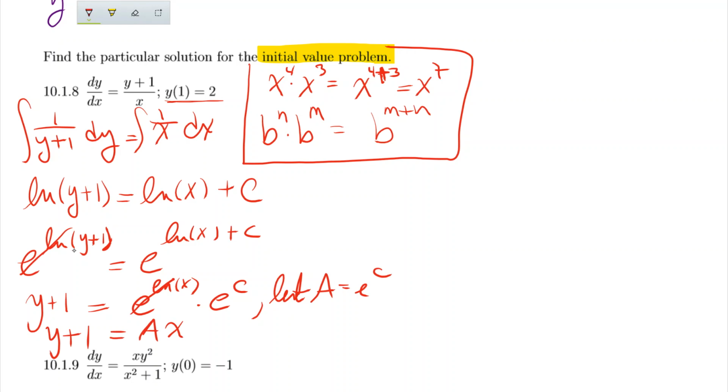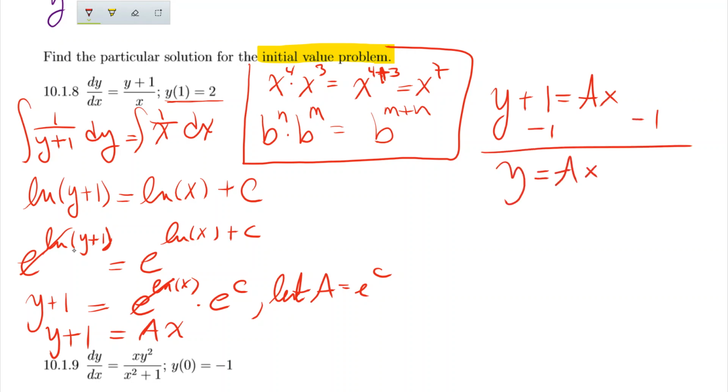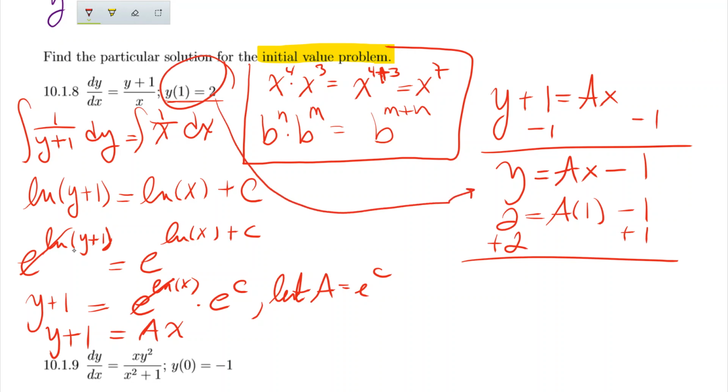And then I'll subtract 1. So y plus 1 equals ax, minus 1 on both sides, so y equals ax minus 1. Oops, almost did that wrong. Cool. And then I know that y of 1 is 2, so y is 2 when x is 1. So I'll just add 1 to both sides. I'm using this value right here: y equals 2 when x is 1.